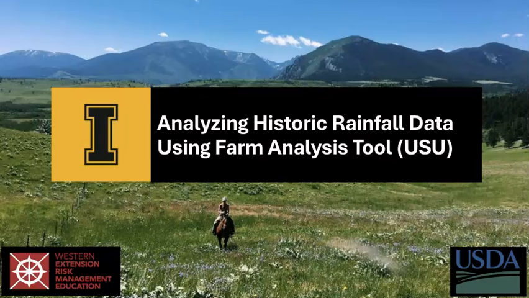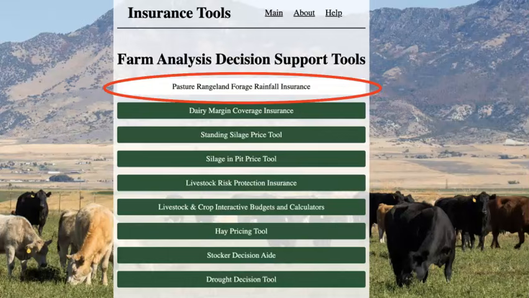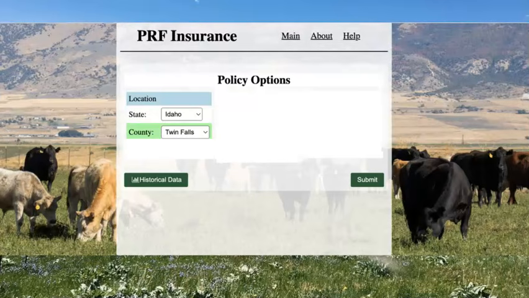experienced below average rainfall. First, using your search engine, look up USU Farm Analysis DTS. Then select the box labeled Pasture, Rangeland, and Forage Insurance. Select the state you would like to analyze. For this example, we will be looking at historical Idaho data. Then select the county that your operation is located in.